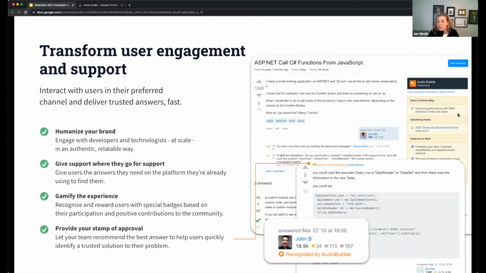And then finally, there's another feature that we call recommended answers. So let's say I'm a developer and I go to a question and it has 10 answers.